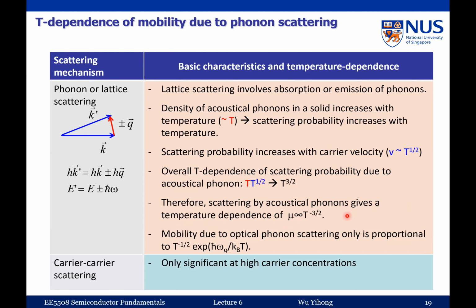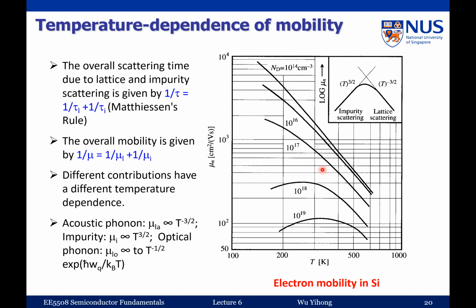And then for optical phonon, it's a little bit more complicated. We're not going into details, but people have calculated this. It is basically given by T to the power minus 1 over 2, multiplied by this exponential factor. That's for optical phonon. For acoustic phonon, it's basically given by this one, right? And carrier concentration, as I said, is only important at higher carrier concentration, which we have ignored. If you understand this, now we look at some of the experimental values of the mobility.